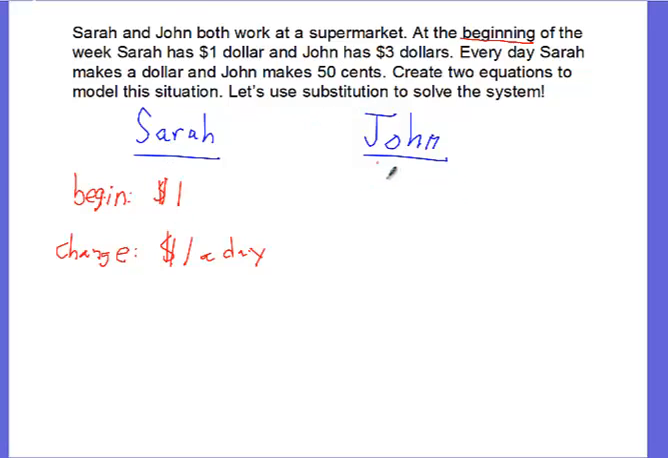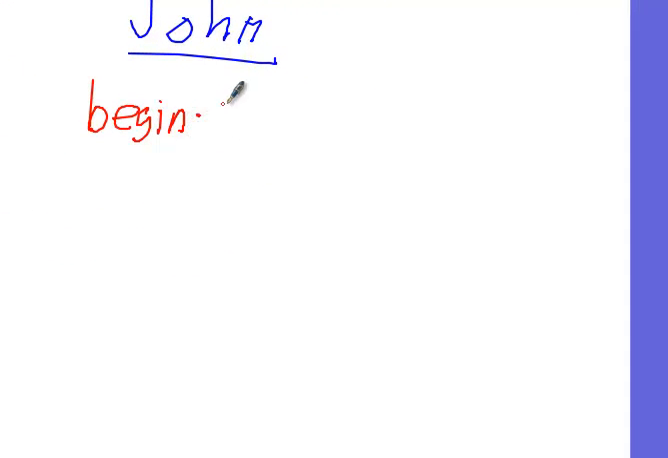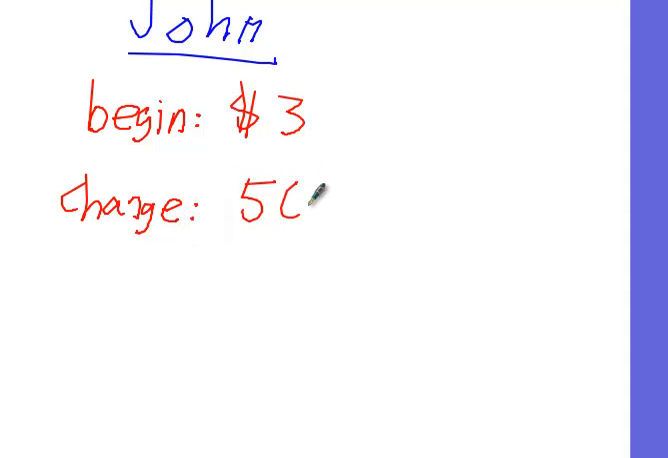Now we're going to go to John. His beginning is $3. So John begins at $3. And his change is going to be 50 cents a day.